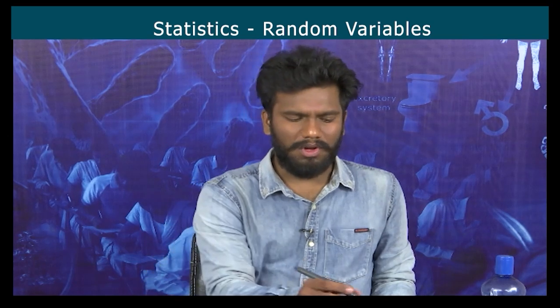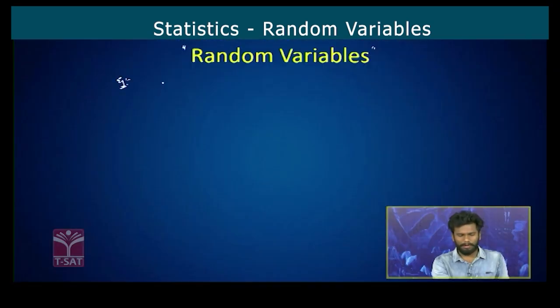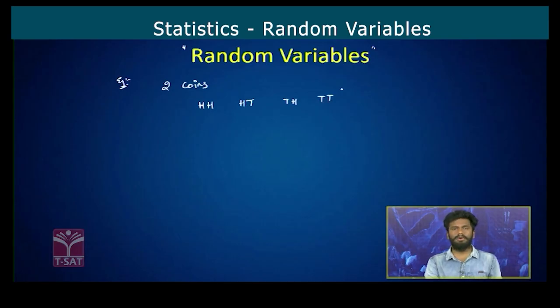Now let us consider small examples. I'm doing an event tossing two coins. So what are the outcomes when two coins are tossed? Head, head is one of the outcomes. Head, tail; tail, head; and tail, tail. These are the possible outcomes of the two coins.